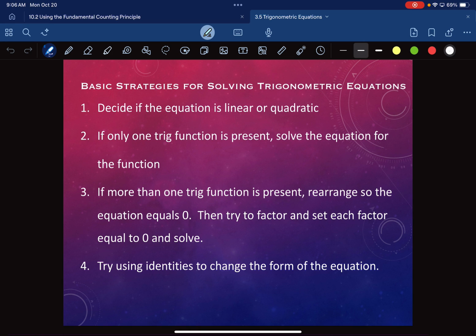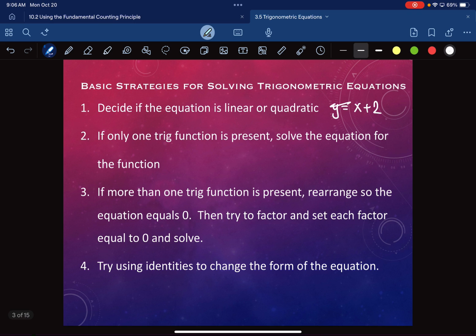So some basic strategies that we're going to use for solving trigonometric equations are the following. The first one is to decide often if the equation is linear or quadratic. Linear means it doesn't have any powers, or rather, powers of 1. So when you're thinking of linear equations in algebra, it would look like this: y equals x plus 2. That's a linear equation. It's a line. And so we see things like that.